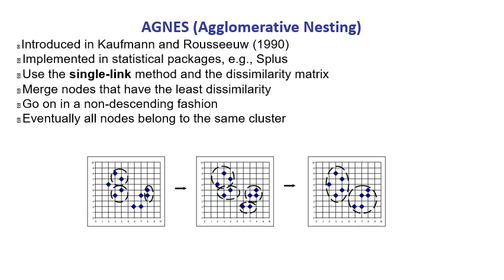Agnes, or agglomerative nesting, was introduced by Kaufman and Rousseeuw in 1990. It can be implemented in statistical packages like S-Plus. It uses the single link method and the dissimilarity matrix. We are going to merge the nodes that have the least dissimilarity, and then group them in an ascending fashion, recursively, until we get a single cluster.